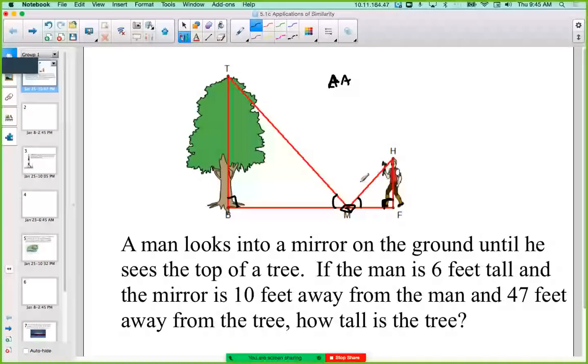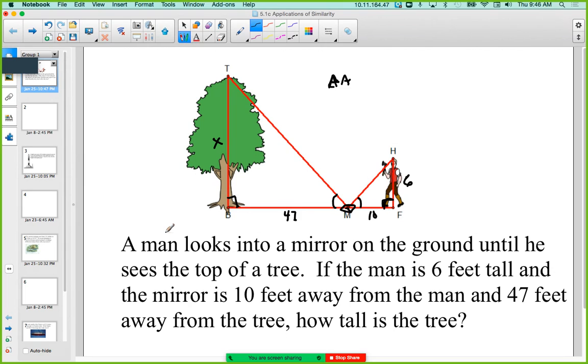Okay, so I'm going to go ahead and label these different parts that we're given. It says the man is 6 feet tall, so this length, HF, would be 6. The mirror is 10 feet away from the man, so the mirror is right here, so MF, that length is 10. And the mirror is 47 feet away from the tree, so the mirror to the tree is 47 feet. How tall is the tree? I'm going to make that length my variable.